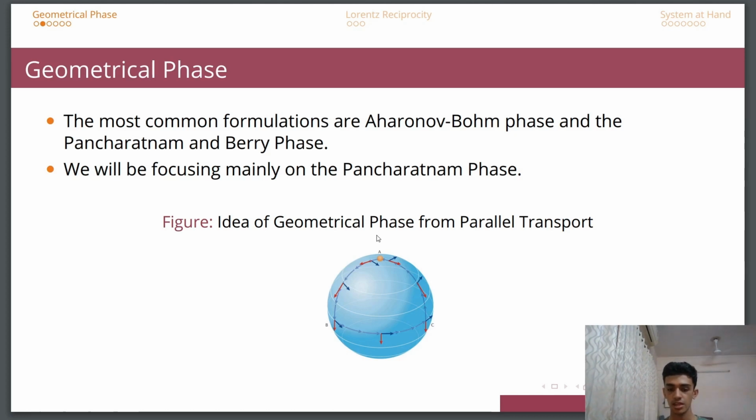Now, the abstract idea is that this surface with curvature might be a surface in the space of parameters. So the geometrical phase is picked up because of the curvature in the space of parameters, not necessarily an actual XYZ space. So this was the key idea and it will be used later on when we plot the state vector.